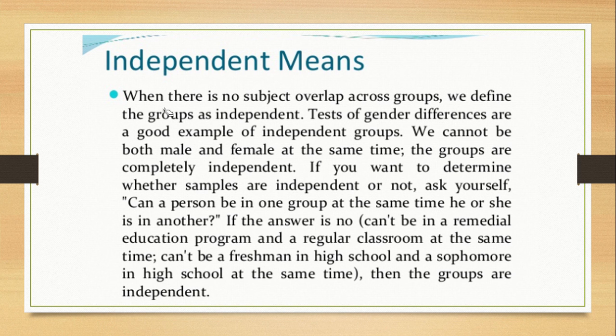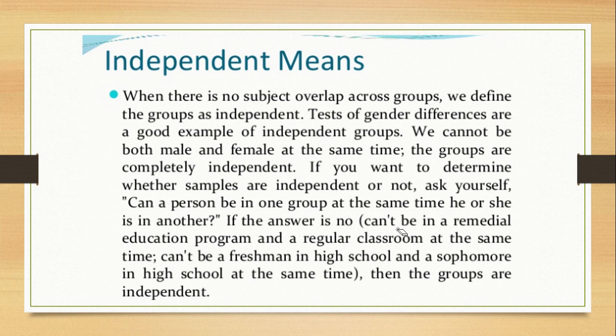Independent means when there is no subject overlap across groups, we define the group as independent. So tests of gender differences are a good example of independent groups. We cannot be both male and female at the same time. So the groups are completely independent. If you want to determine whether samples are independent or not, ask yourself, can a person be in one group at the same time she is in another?